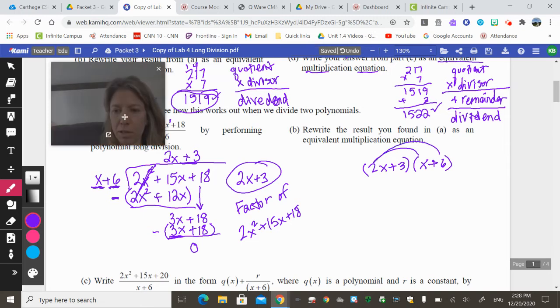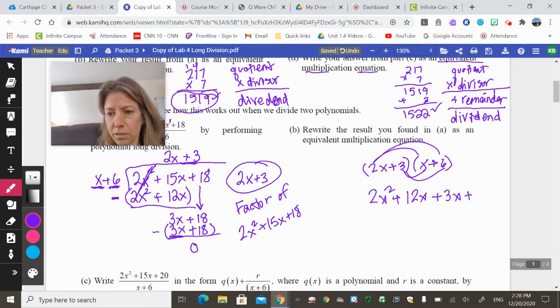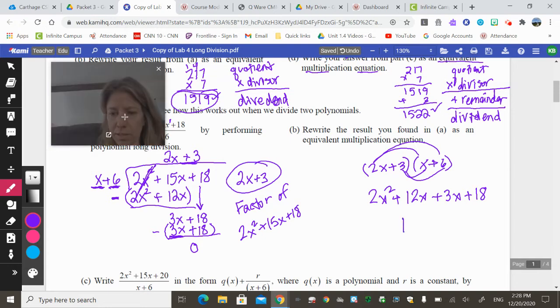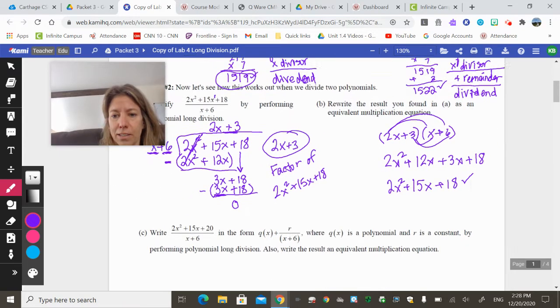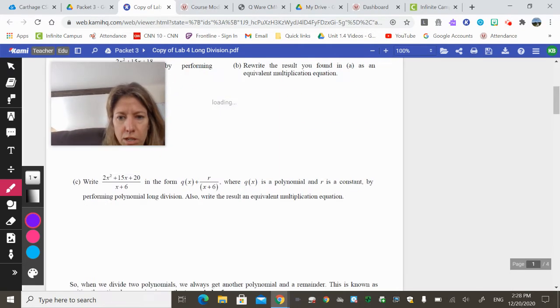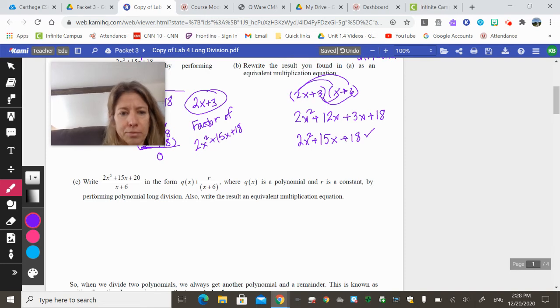So I'm going to double distribute, and I'm going to get 2x squared plus 12x, and then distribute the 3 to get plus 3x plus 18. And when I combine like terms, I get 2x squared plus 15x plus 18. Okay, so it's that easy. All right, so we're going to do the next part, part C.